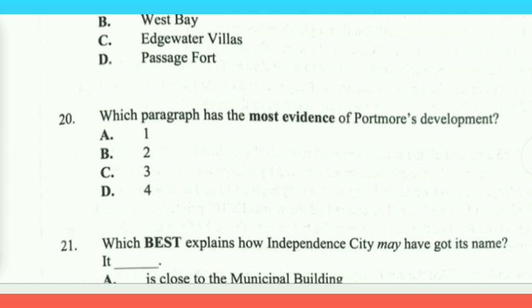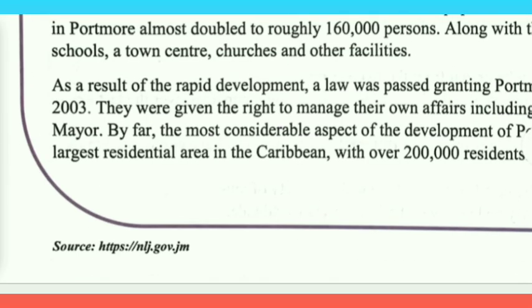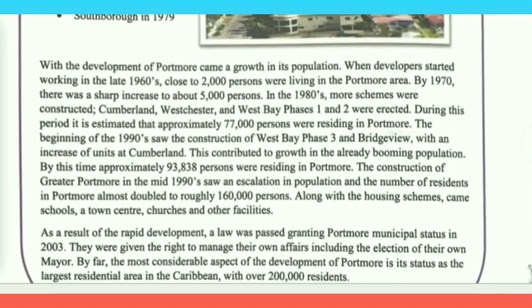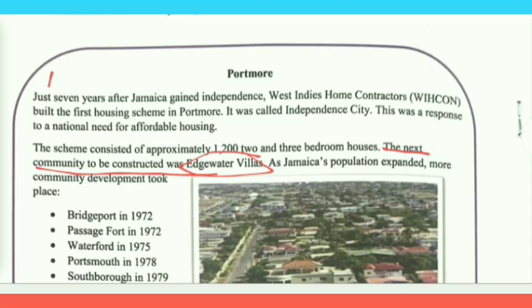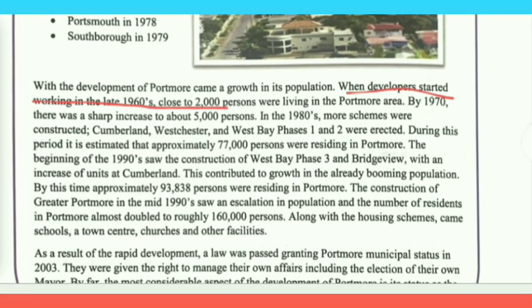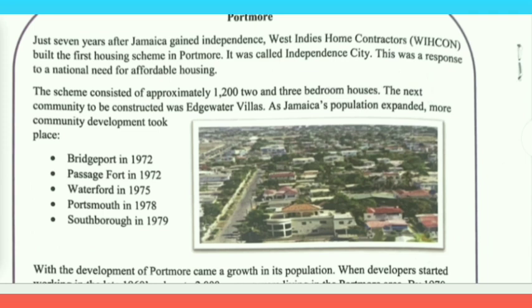Number 20. Which paragraph has the most evidence of Portmore's development? Most evidence now. So let's go up to the paragraphs and see which one is showing us. Yeah, man. Whole heap of things happening in here. So let's number the paragraphs. We know this one is number 1, number 2. Let's go down. Number 3, number 4. So it's asking us which paragraph shows the most development.